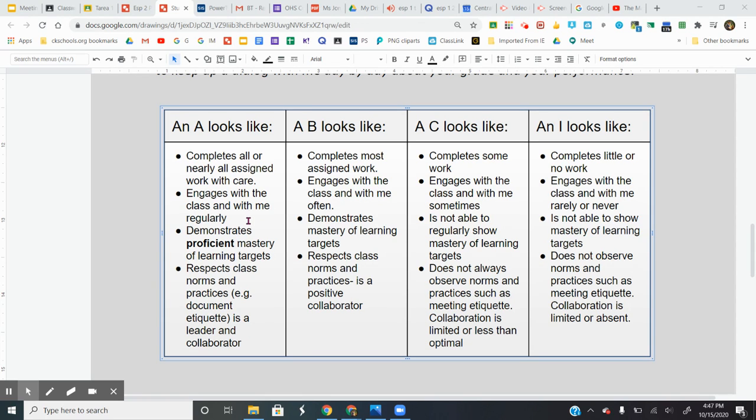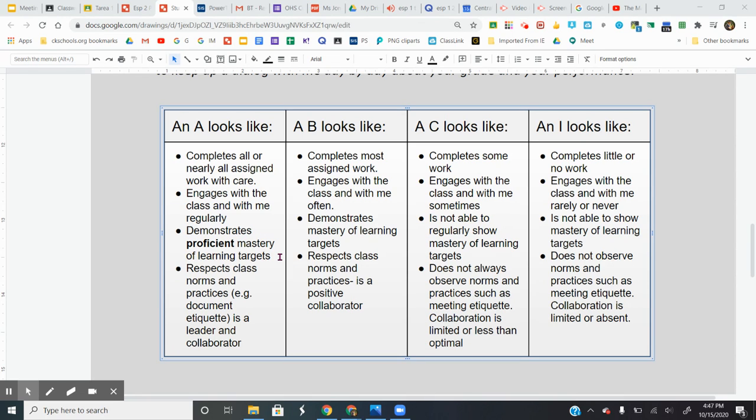An A student engages with the class regularly. I see them every day. If there's no reason to have their camera turned off, it's on so I can see their face. They interact with me. They answer questions when I ask in chat or out loud. When we do interactive activities over the web, we've got a lot of interactive electronic stuff that we do, and I want to see them participating fully in that, drawing pictures, responding to input from me online.